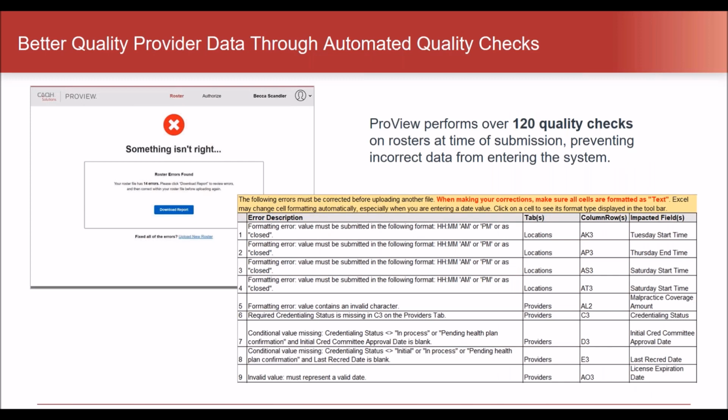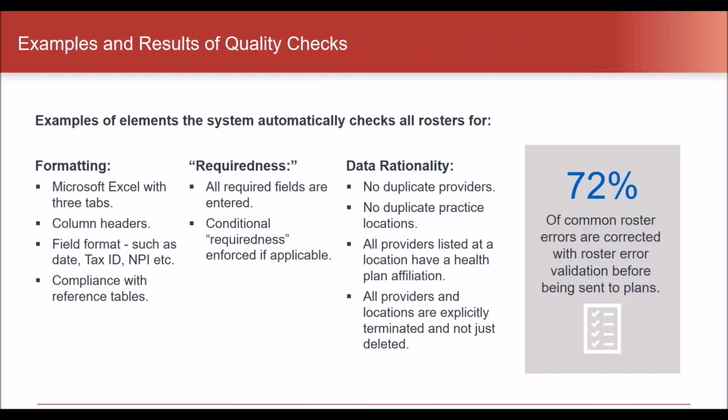These 120 quality checks really are the crux of why this data quality is improving. So previously, things such as NPI that were just completely missing, or specialty that was not in a standard format, are now being corrected. So we have error checks that check for all of these things real time as the user is there trying to upload their roster.